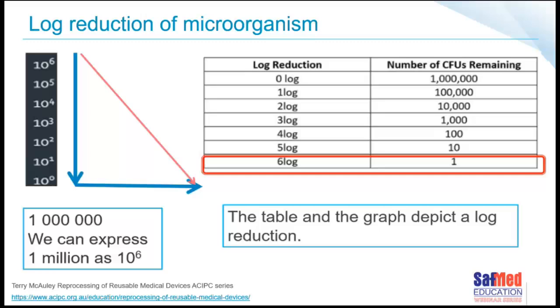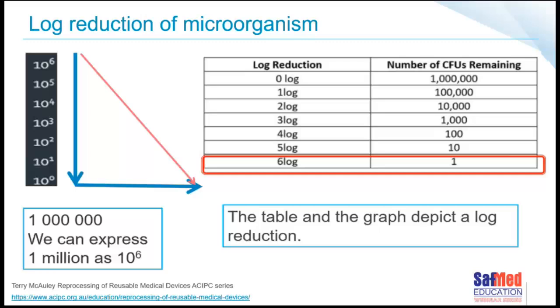So we're looking at our graph and we're looking at our table over here. We talk about reducing the microorganisms by a log. So we will say that ultimately we want to get 10 to the power of 6, 1 million microorganisms, down to 0 so that it is safe to use on the patient. We want those microorganisms off the device.